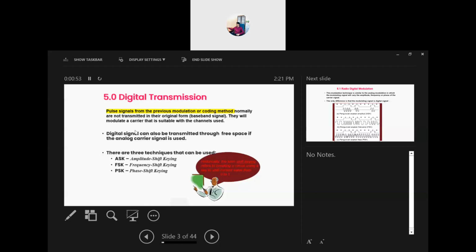Digital signal can also be transmitted through free space if an analog carrier is used. So there are three techniques that can be used: ASK, amplitude shift keying, FSK, frequency shift keying, and PSK, phase shift keying. This can be analogous to your AM, FM, and PM. So amplitude shifting, frequency shifting, and phase shifting.